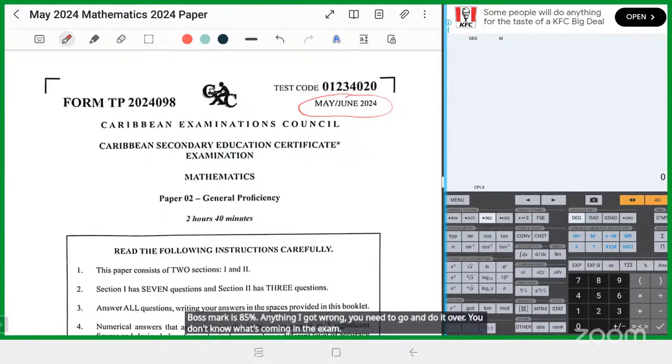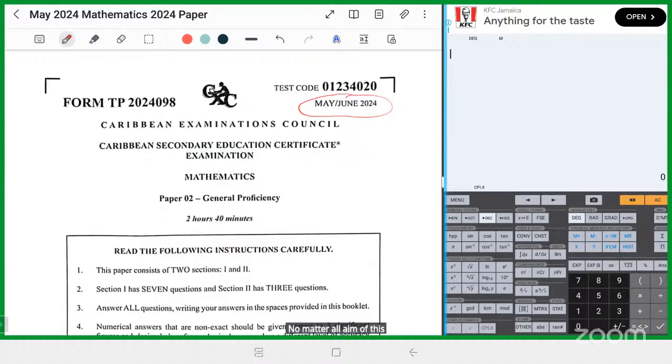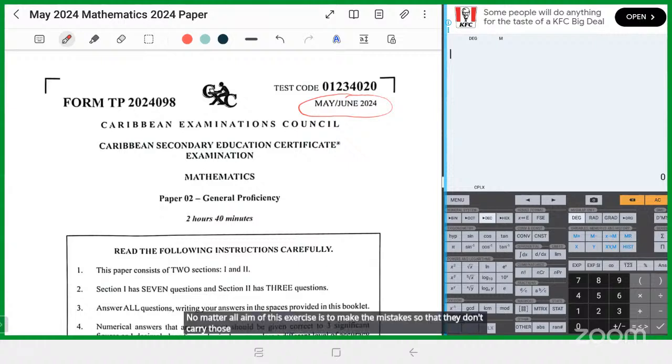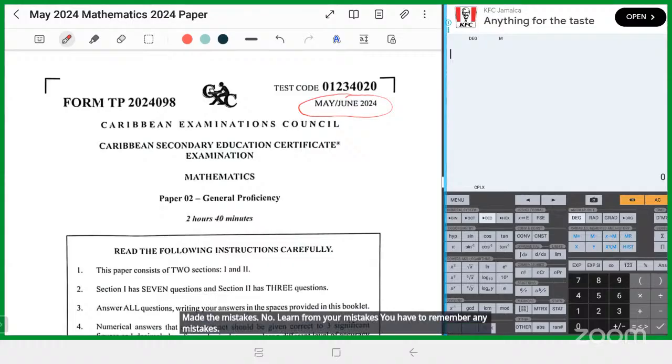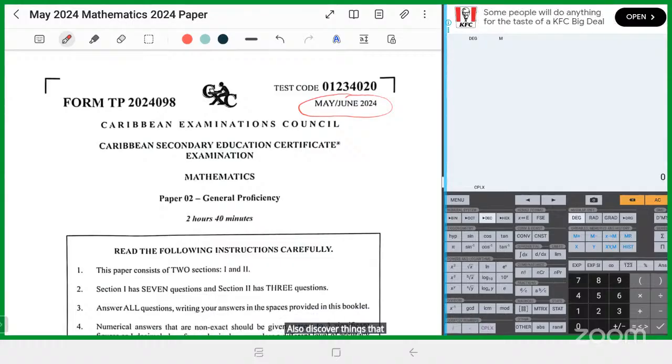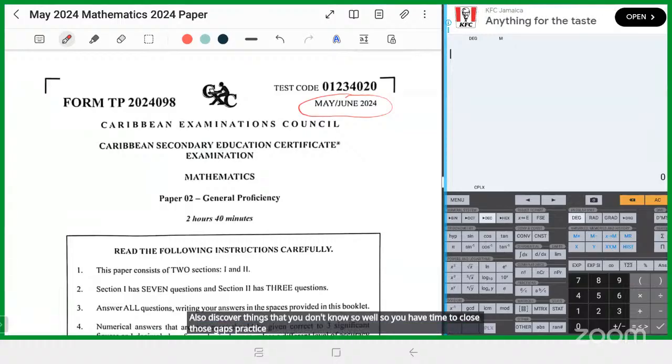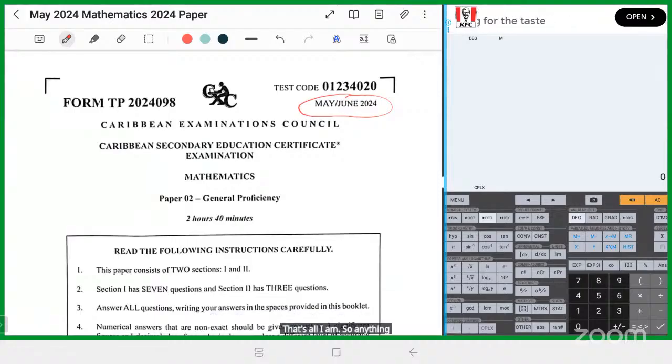Remember, the whole aim of this exercise is to make the mistakes now so that you don't carry those mistakes into the exam room. Make the mistakes now, learn from your mistakes. You have to remember your mistakes. Also discover things that you don't know so well, so you have time to close those gaps, practice them, get clarity on them, and so on. That's the whole aim. So anything you got wrong, you need to go and redo the question, get it right.